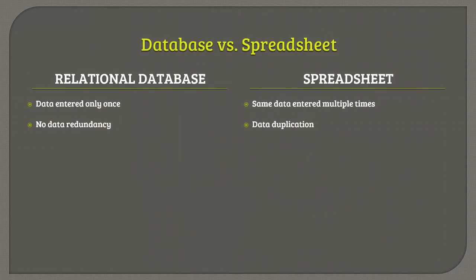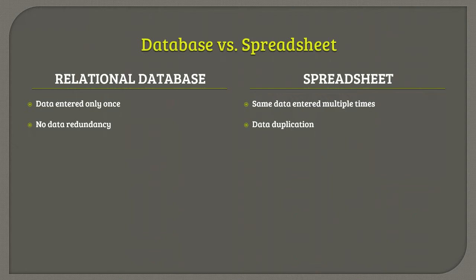With a relational database, data is entered only once, so there is no data redundancy. With spreadsheets, the same data is entered multiple times, resulting in data duplication. Redundant data wastes disk space and creates maintenance problems. If data that exists in more than one place must be changed, the data must be changed in the same way in all locations. Here's an example.